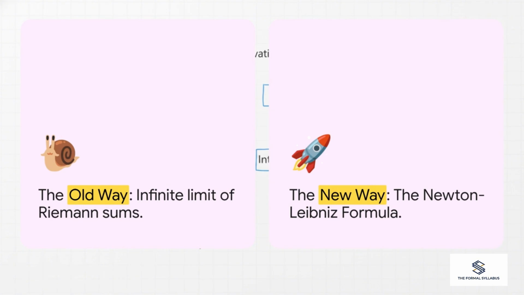We could finally leave behind the old way, painfully evaluating definite integrals by calculating infinite sums of rectangles. We officially entered the new way, using the Newton-Leibniz formula. Because the area function's derivative is the curve, it means the area function is simply the antiderivative of the curve. This completely freed mathematicians from the burden of those complex sums.